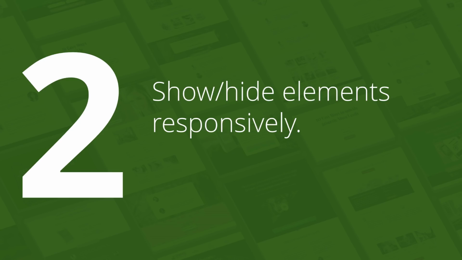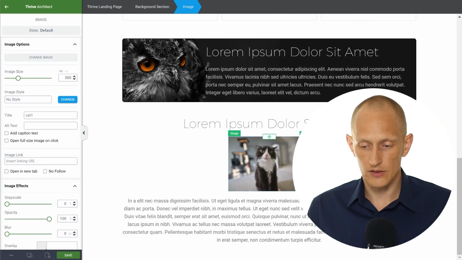Tip number 2, this is one of the most basic things you can do for mobile responsiveness. You can show or hide specific elements on different screen sizes. So let's take a look at what that looks like.